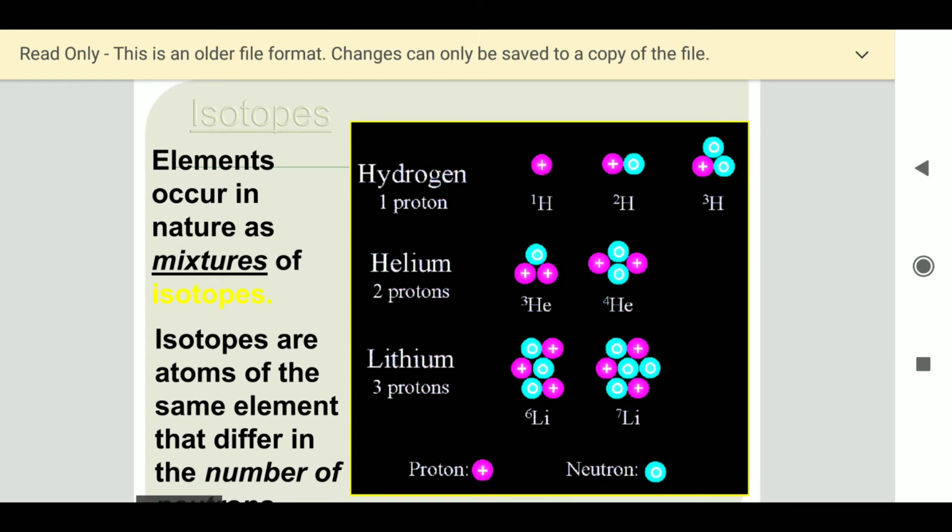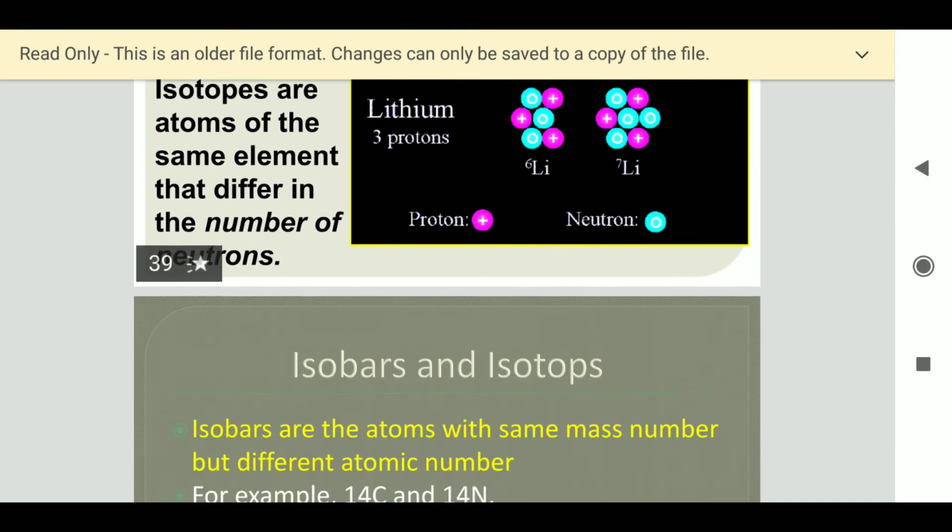Now talking about elements occurring in nature as a mixture of isotopes. जैसे कि आप लोग यहाँ देख रहे होंगे, if I talk about hydrogen, it has 3 different isotopes. Similarly, helium has 2 protons and atomic masses of 3 and 4. Similarly, lithium has 3 protons with atomic masses 6 and 7. So isotopes are the atoms of the same element that differ in the number of neutrons.